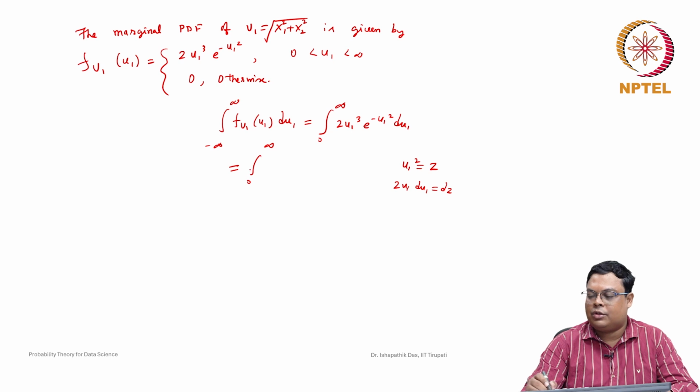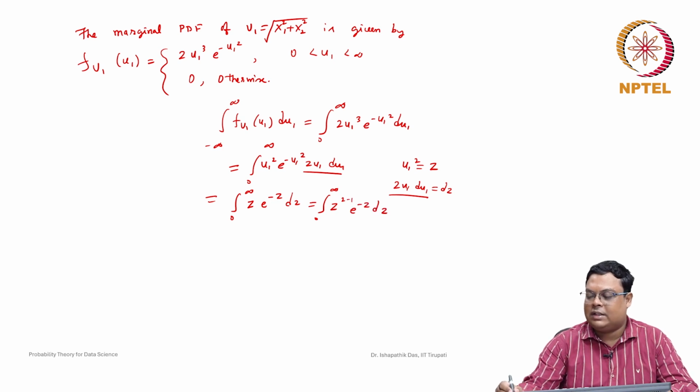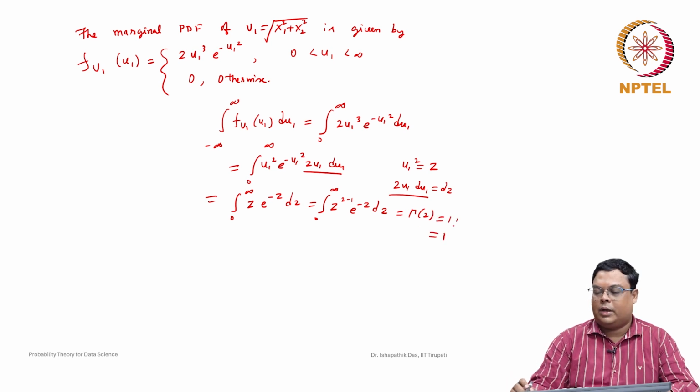Now u1 square is z, e to the power of minus z, and then I am writing 2 u1 du1 in this way. So this function we can write as u1 square e to the power of minus u1 square times 2 u1 du1. Then 2 u1 du1 is dz, and u1 square is z for simplicity. So this becomes z e to the power of minus z dz. Now this is nothing but the integral from 0 to infinity of z to the power 2 minus 1 e to the power of minus z dz. So what is this? This is nothing but gamma 2, and gamma 2 is 1 factorial, which is 1. So then it is a density function.